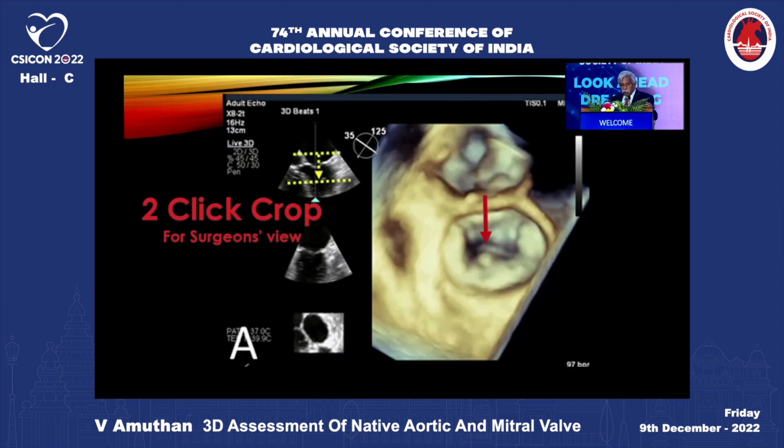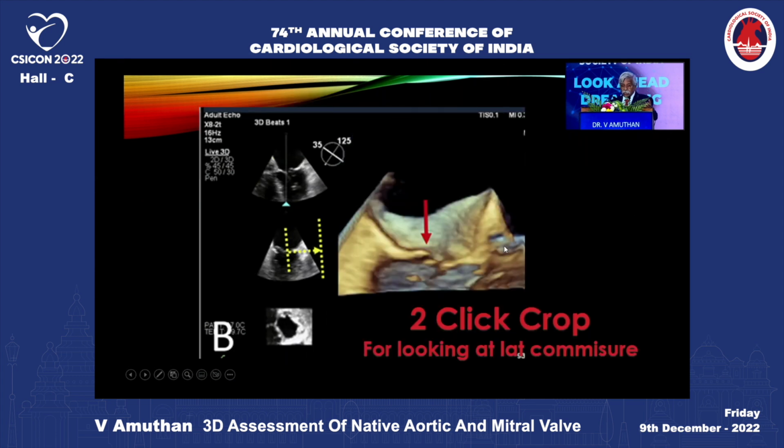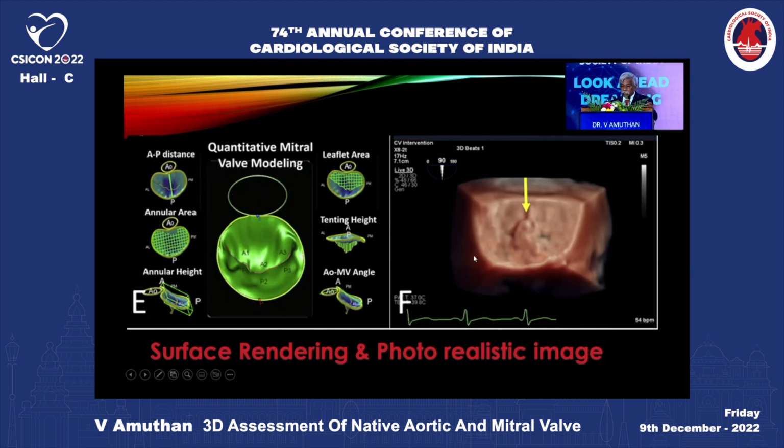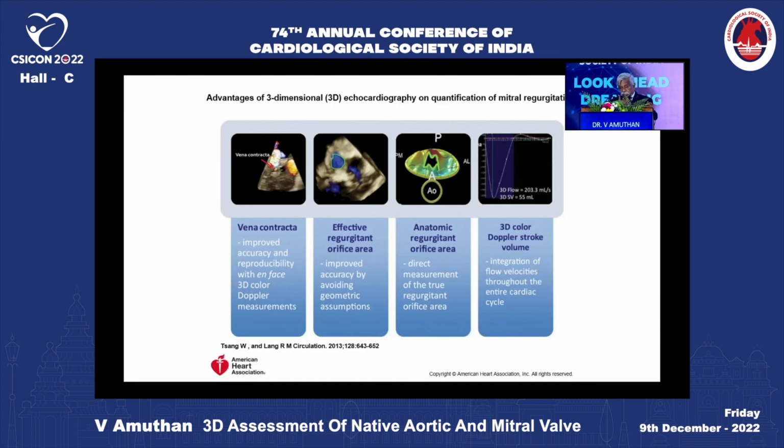And again, you have an additional technique which is called two-click crop. You can just place one click over here, another click over here. Then you see the cut view on the right hand side. Again, the two-click crop can be placed in this direction so that the commissures, the lateral commissures, can be identified very easily. And these are photorealistic images.